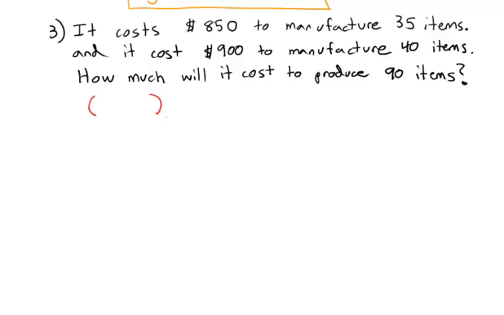To help guide me as I find my points, I make sure I label clearly what I'm using for x and what I'm using for y. What I use for x, I want that to be the thing that answers my question. How much will it cost to produce 90 items? That's going to be our x, the number of items. I'm going to use n. That's the thing that's used to find the answer, which is the cost.